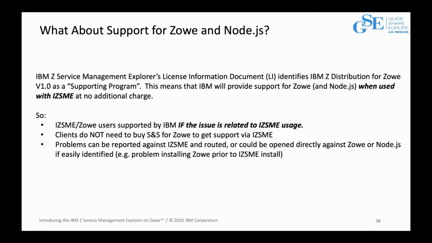Obviously you will get support for that, but if the underlying components like Zowe or Node are causing the IBM Z SME issue, we will route it to the right team and get the right support for that. But like we said, it's only available for IBM Z SME. You can of course purchase SNS if you want to use Zowe for other DevOps options and so on. That's available to you from Shop Z as well still. But if you want some free support at no additional charge, as long as you're using it for IBM Z SME, you'll get that support.